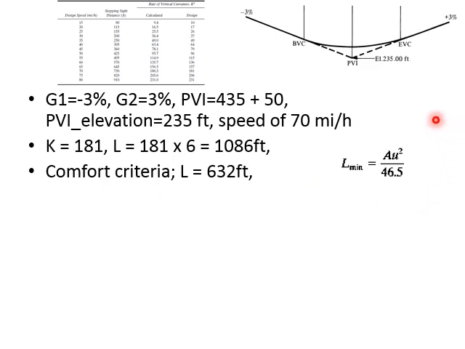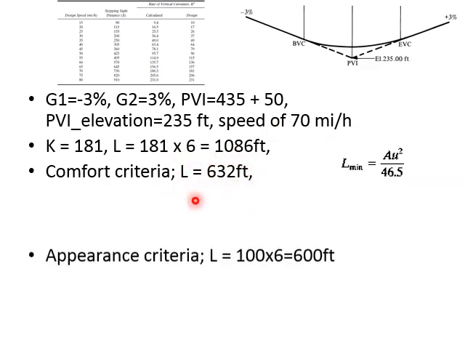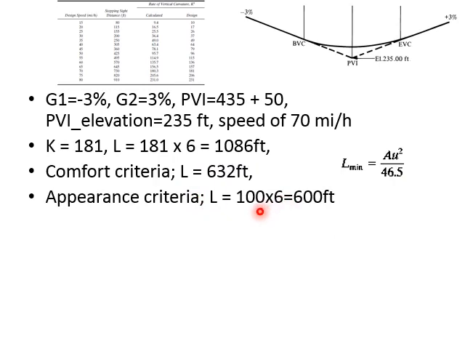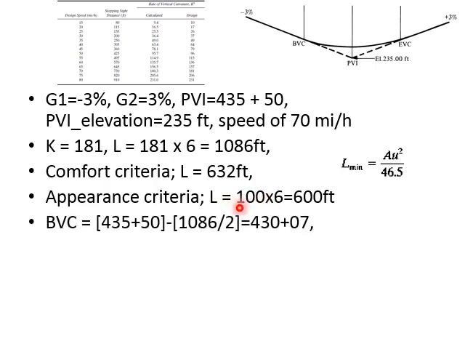Now we have the comfort criterion. This is the equation for comfort criterion. V is the speed here, A is 6 here, so the length is 632 feet according to comfort criterion. And if I apply the appearance criterion, it's 100 times A, where A is 6, so the length is 600 feet. So we will select this length, 1086 feet, because it satisfies all criteria. It satisfies the minimum of comfort, and it also satisfies the minimum of appearance criterion as well.